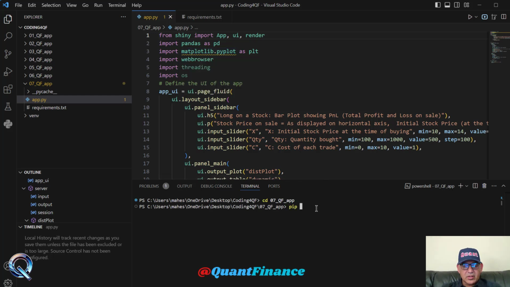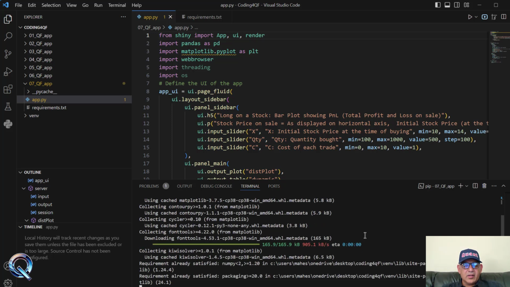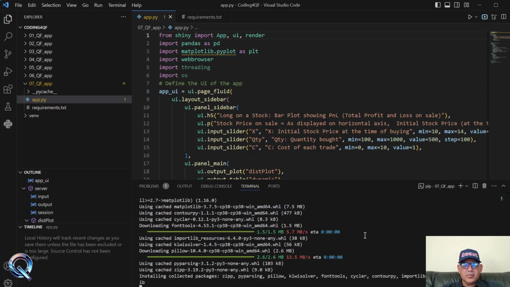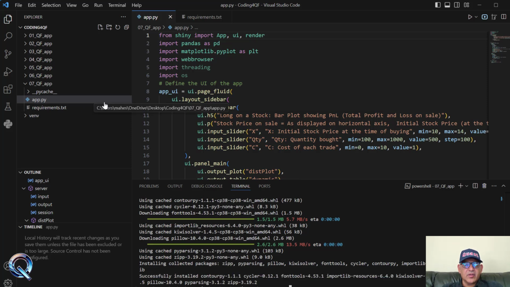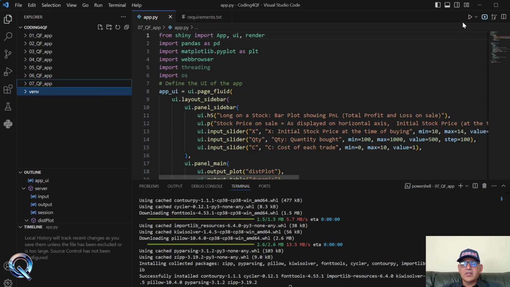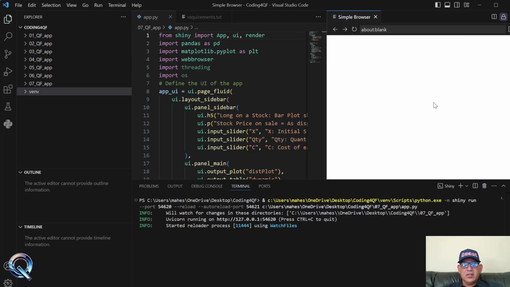Pip install matplotlib, and here it is getting installed. It will take a couple of minutes, and you see that the error message has gone away. We have app.py, we have requirements.txt, we set up the virtual environment in the previous apps, so everything seems to be okay. Let us try running it and see how it goes.